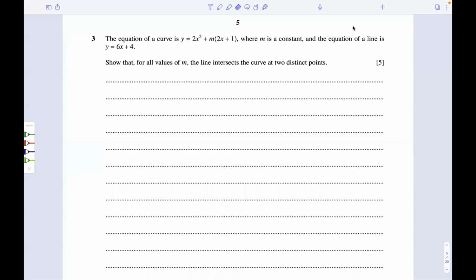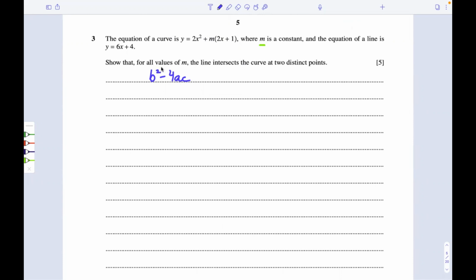In this question, we have the equation of a curve, where m is a constant, and the equation of a line is y equals 6x plus 4. We have to show that for all values of m, the line intersects the curve at two distinct points. Now, whenever we have an unknown constant in an equation, we always use a discriminant, which is b squared minus 4ac, to find that value.